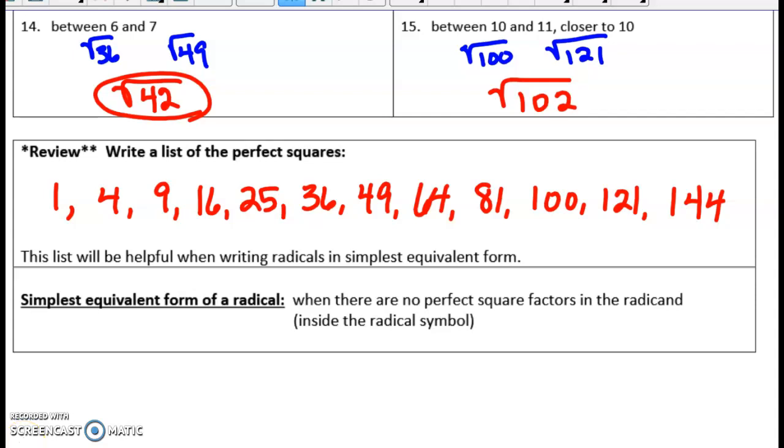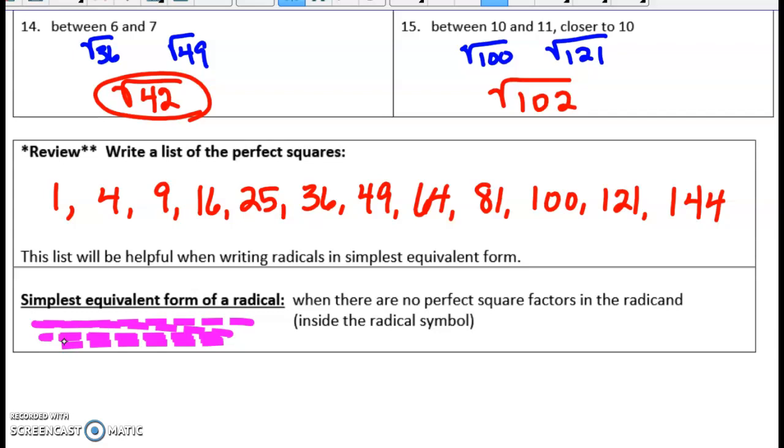Okay, so here is the big idea of the day: the simplest equivalent form of a radical, when there are no perfect square factors in the radicand. Remember, the radicand is what's under or inside the radical symbol, and a factor just means it divides evenly into it. So our goal is going to be to simplify radicals that are not perfect squares.